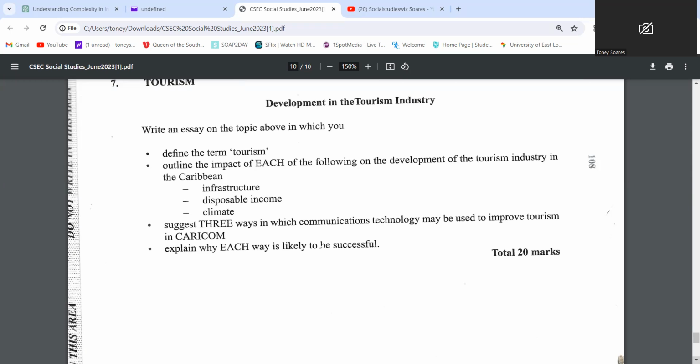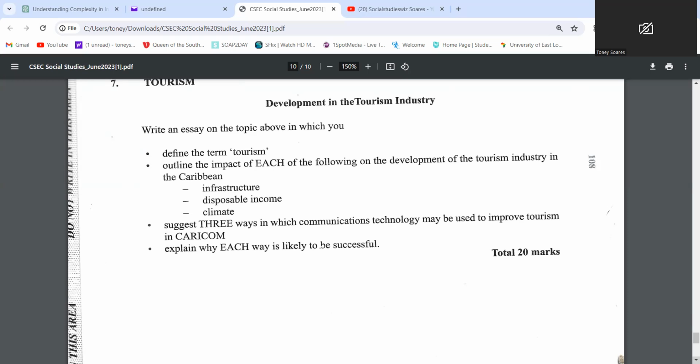Tourism refers to the activity of traveling to and staying in places outside one's usual environment for leisure, recreation, or business purposes. This is usually for more than 24 hours, but less than a year. If it's less than 24 hours, then it's not tourism. And if it is more than a year, then it is no longer tourism.